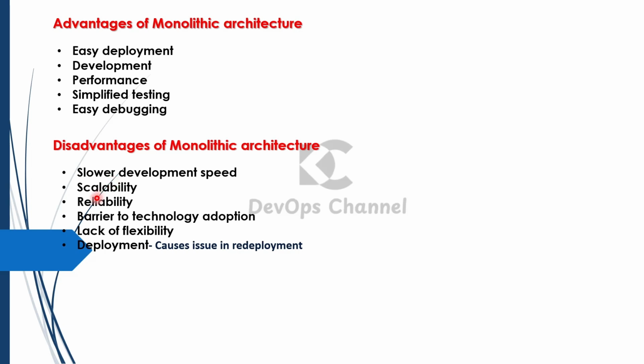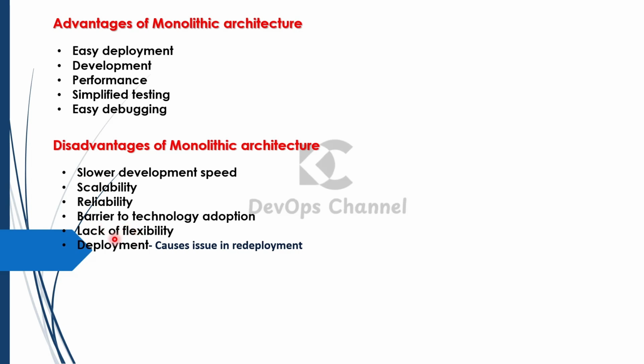Now scalability: as you have combined some of your sub-services into a unified unit, it does not give the functionality of scalability after development or deployment. Also, you cannot be reliable because they are limited to only some services. The next one is barrier to technology adoption. Once the technology is fixed for those deployments, you cannot change that. Lack of flexibility, so you might get that.